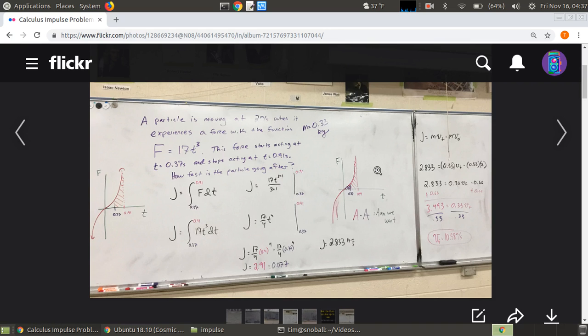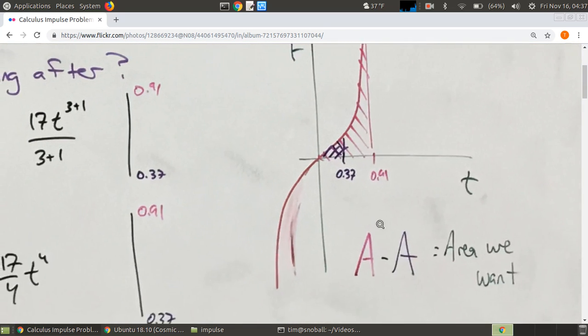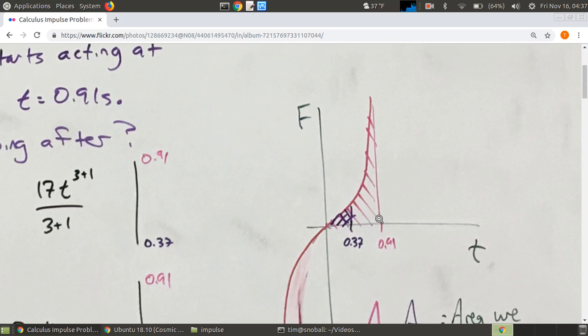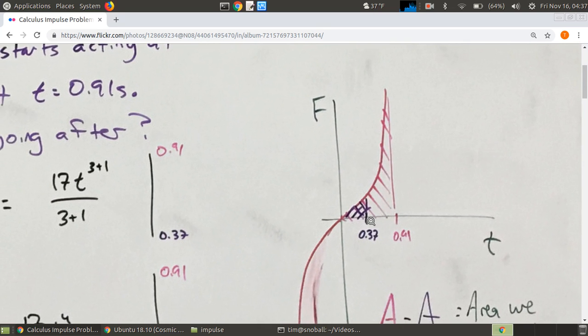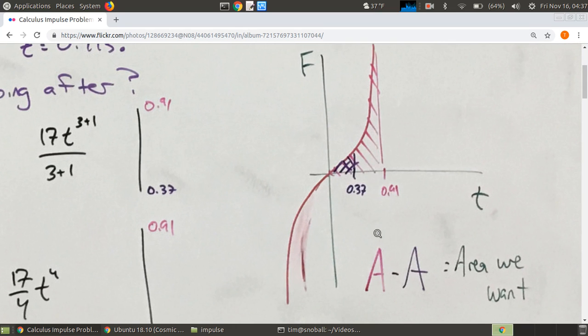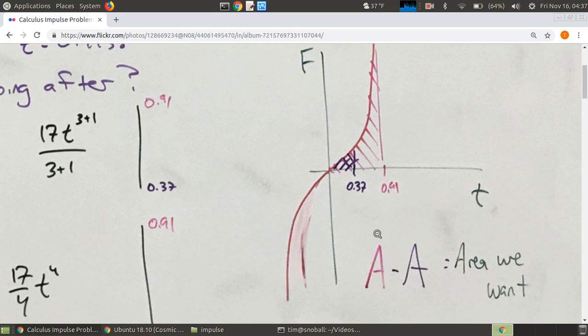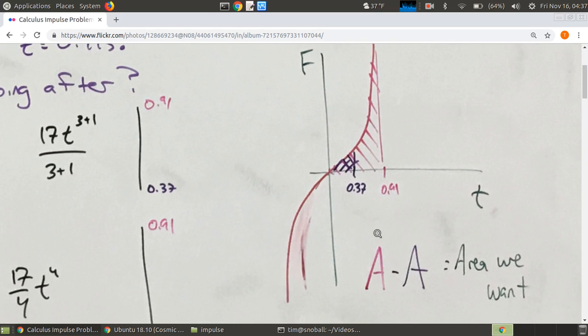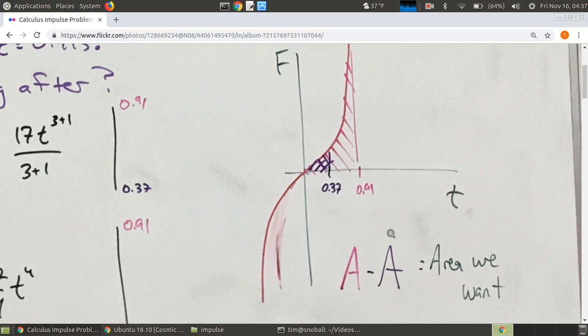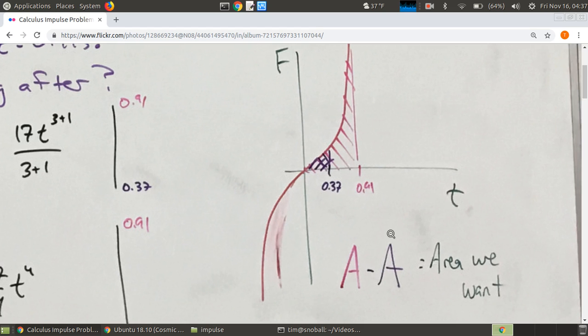The easiest way I know of to think of this is that we could find two areas. So if we zoom in, if we find the area between 0 and 0.91, that includes this purple area that we don't want. So mathematically, an easy way to get the area we do want is to find the entire pink area from 0 to 0.91, then find the purple area from 0 to 0.37, and subtract the two. And that gives us the area we want.